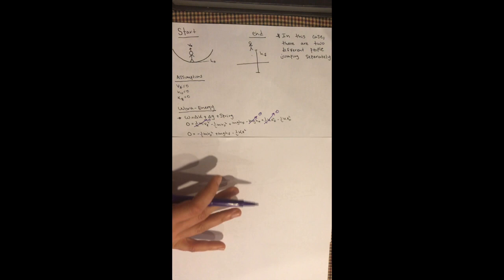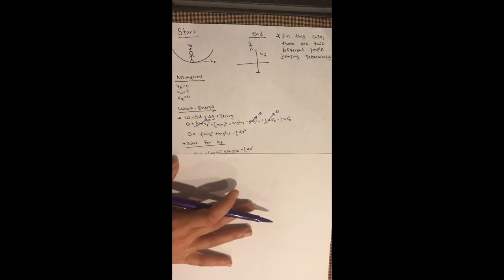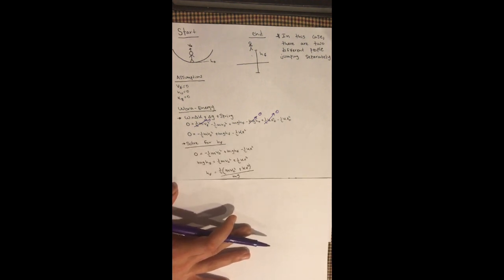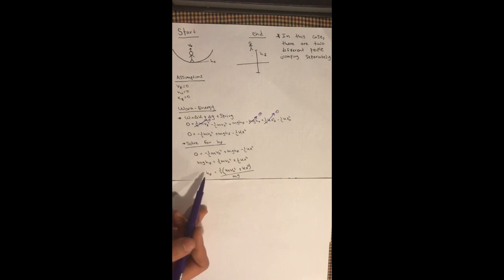And by taking work energy and expanding it, we are left with this equation. So now if we want to solve for HF, we complete algebra and are left with this equation. So this would be for one person jumping on a trampoline by themselves.